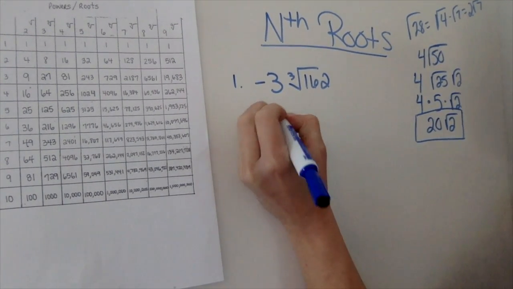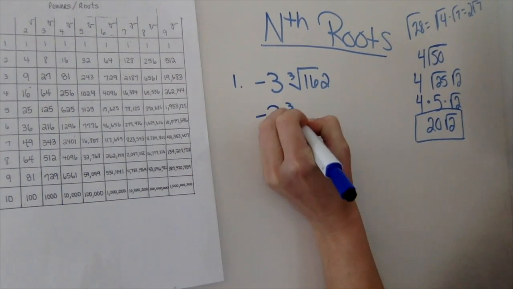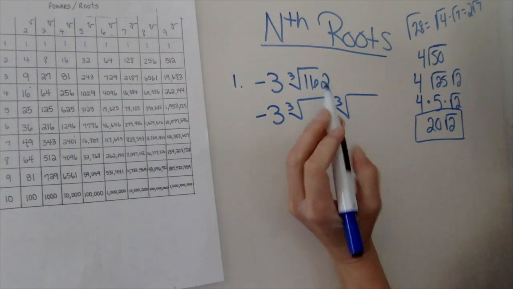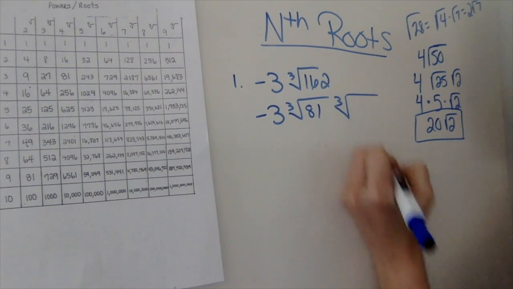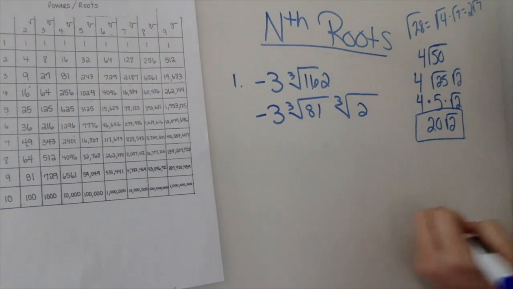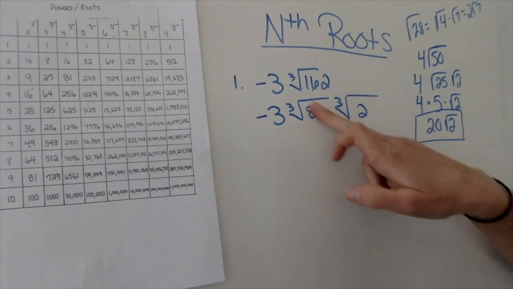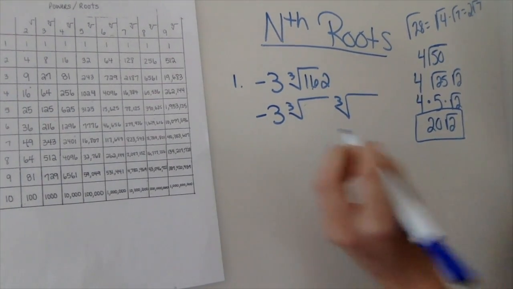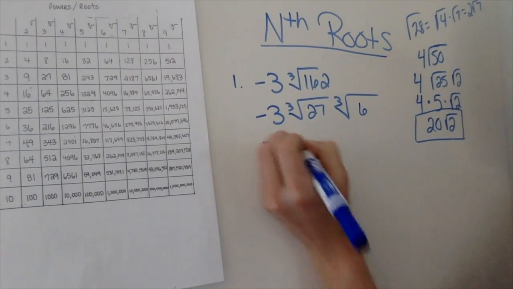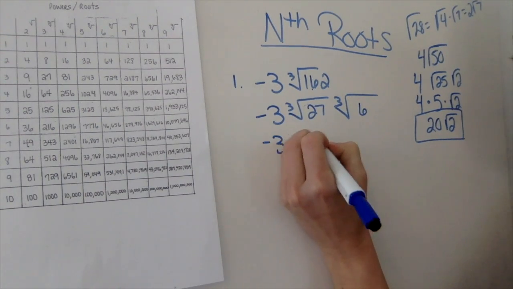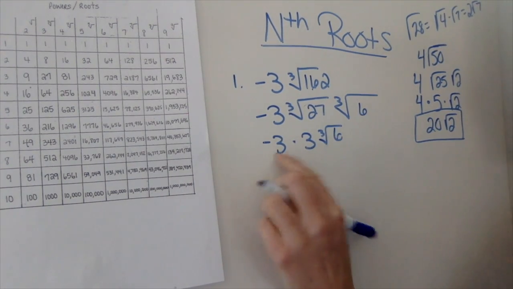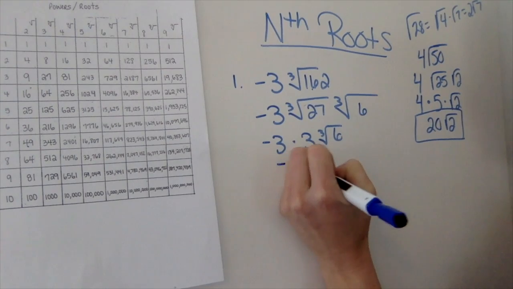So we're going to leave the negative 3 alone for a second, and we're going to break this down. The biggest perfect cube that goes into 162 is 27 times 6. So we have negative 3. Cube root of 27 is 3. And we leave the cube root of 6. So final answer is negative 3 times 3 is negative 9 cube root of 6.